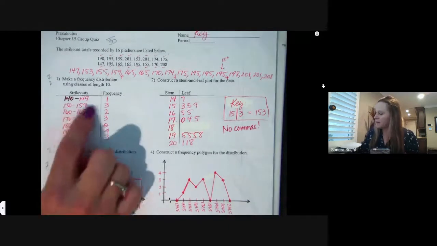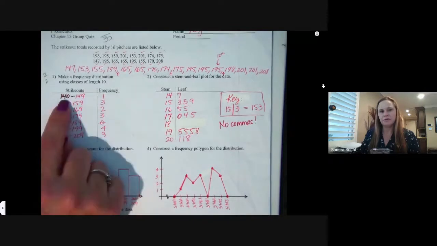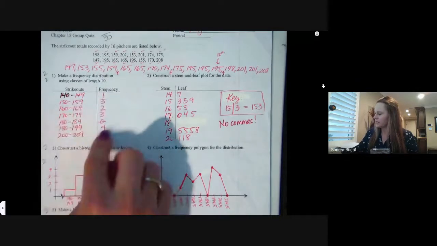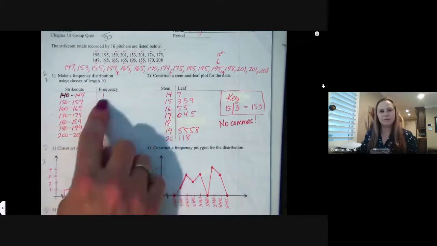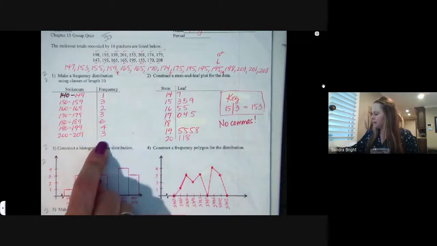The other way I told you was you could go 140 plus 10 will bring you to 150 if you go down this first row. Adding 10 will bring you there. And then to end each class, you just go one less than it. And then we write the, hopefully you did tallies first, and then the frequency of each of them should be that. Then constructing a stem and leaf plot for the data.